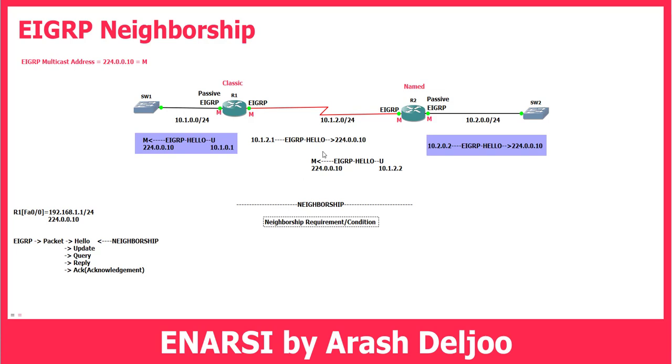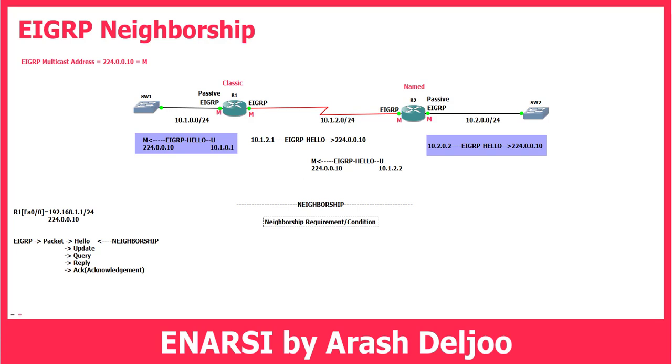These parameters should be checked between two routers, and if they are compatible, we will have the neighborship. Let me talk about these conditions. This is so important to learn about, because when we are experiencing some problems related to the neighborship, the first thing that we should verify is the neighborship conditions.